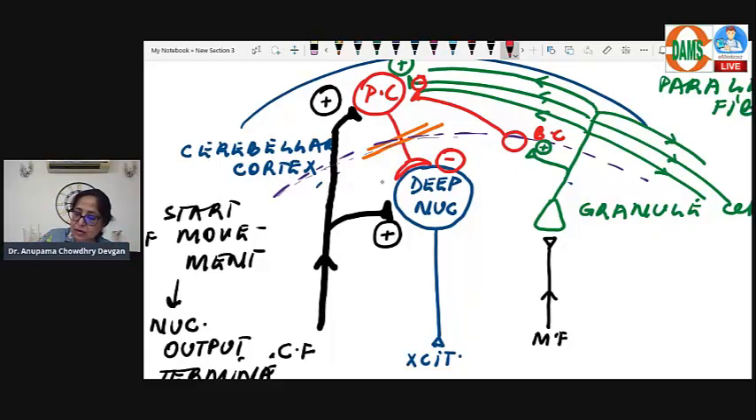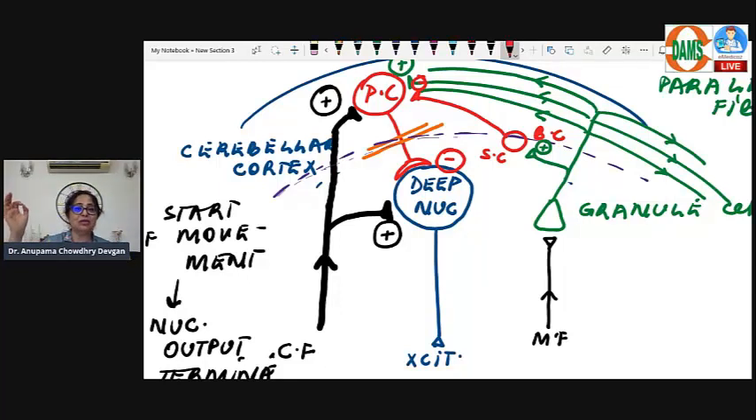Another feed forward inhibition: instead of the basket cell, you can have a stellate cell. The granule cell excites the stellate cell, but the stellate cell will inhibit the Purkinje cell. Please remember, these are minor paths. Major was the climbing fiber. Mossy fiber is a weak excitatory input.